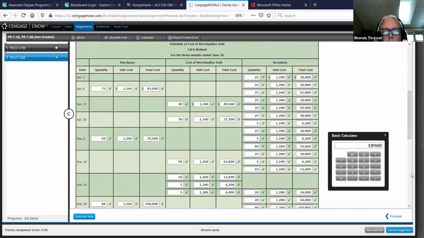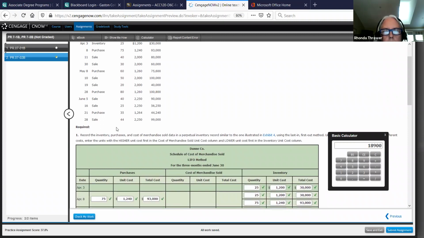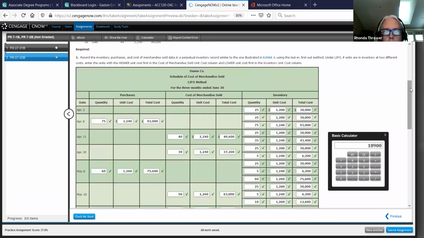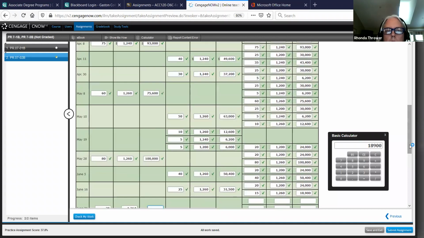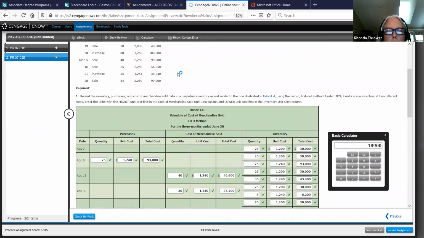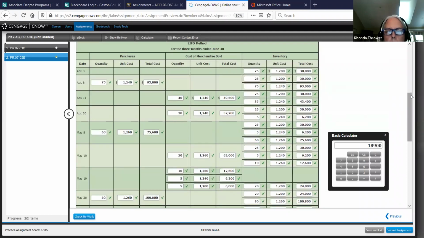And we're ready to move on to the June 21st transaction, which is a purchase. We're purchasing 35 units at 1264. And 35 units times 1264 is 44,240.